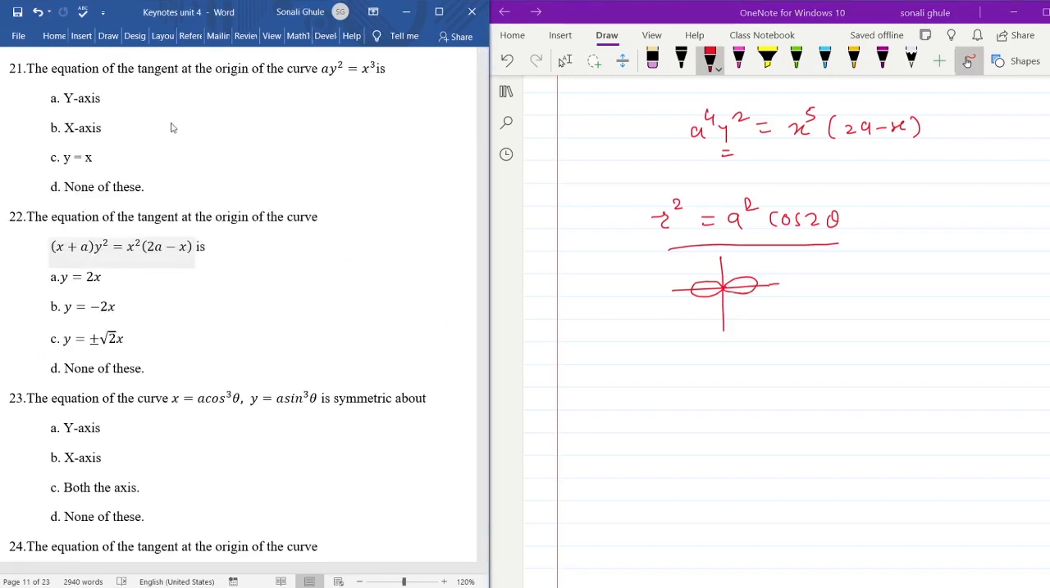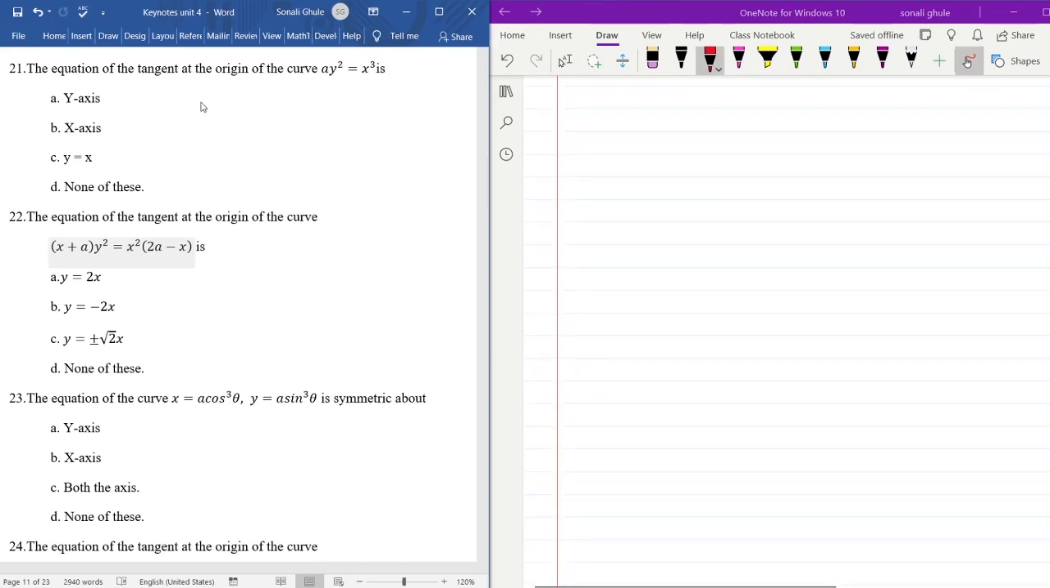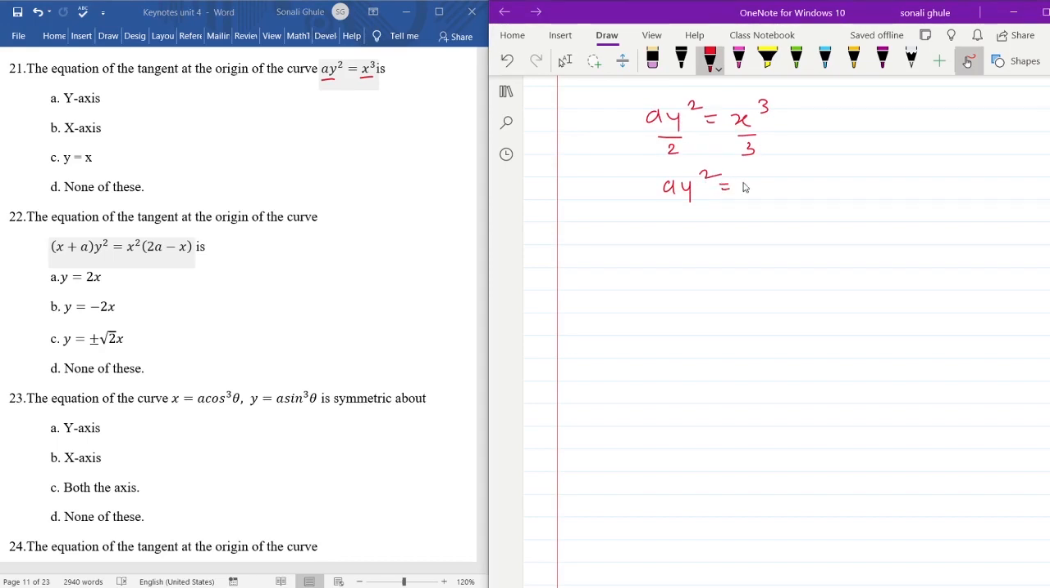Then the equation of tangent at origin of the curve, again we are supposed to equate the lowest degree term. So this is ay square is equals to x cube. This is our lowest degree term, equating with 0. So y is equals to 0. Y equal to 0 means x-axis. That is your asymptote. Okay.